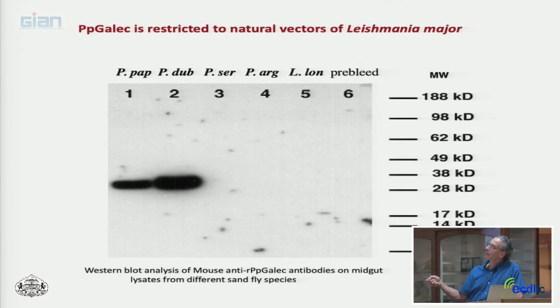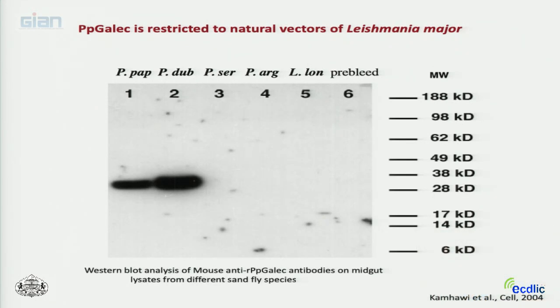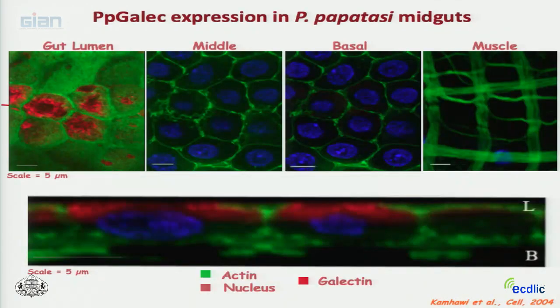And this galectin expressed in Phlebotomus papatasi was restricted to Phlebotomus papatasi and the other natural vector of L. major, Phlebotomus duboscqi. It was not seen in other species of vector sandflies. And it was confined to, so this is a Western blot analysis of mouse antibody against the recombinant galectin. And it was expressed only in the midgut.